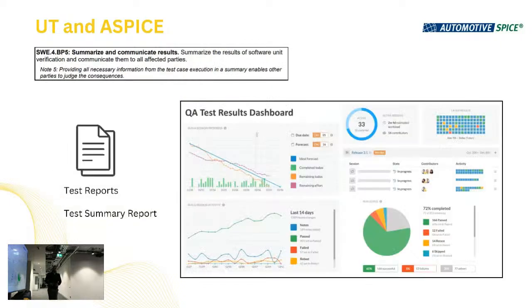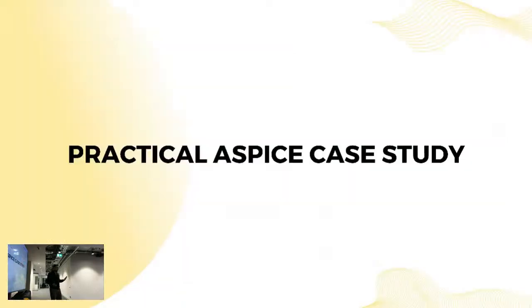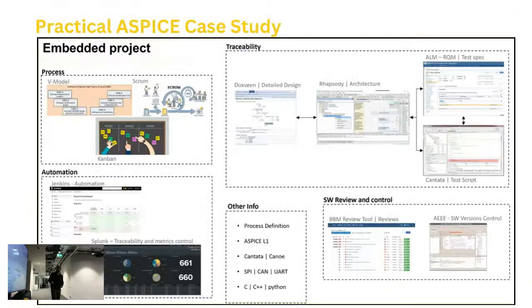Another one is summarize and communicate results. It's understandable in general. Basically, the test reports and test summary should be well defined: what fields we should have there, what metrics, and have the template documented and ready to communicate the results to the stakeholders of the project. And those are the 5 best practices from ASPICE, of course, derived into some practical cases.